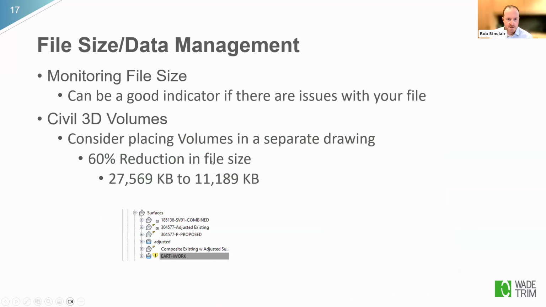Under file size and data management, monitor your file size. If you're having issues in your drawing, that's a good indicator that something's going wrong. Also, with your Civil 3D volumes, consider placing those volumes in a separate drawing. You can see this example here. There were 2 volume surfaces in this file. It was 28 megabytes. Just by removing those volumes, it dropped the file down to 11 megabytes. So, you could create a separate volume drawing and data reference your existing and your proposed file into that volume drawing and do all your calculations there.